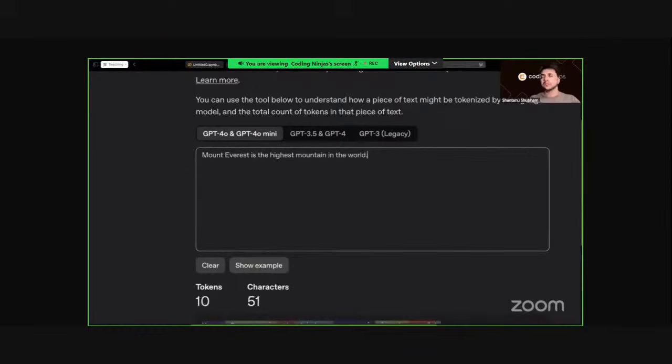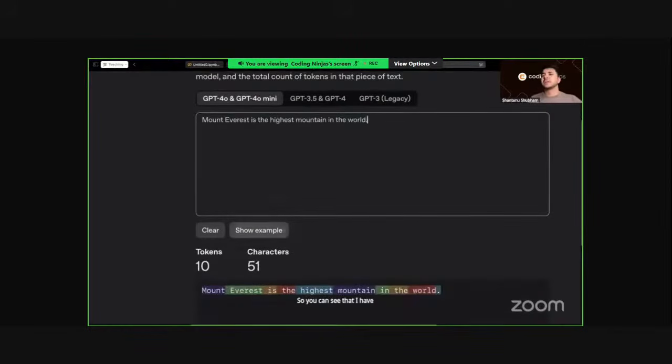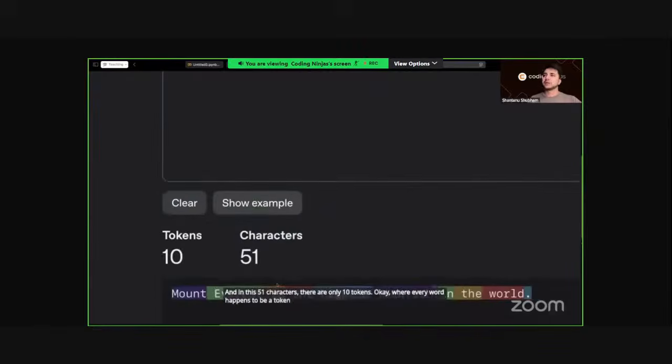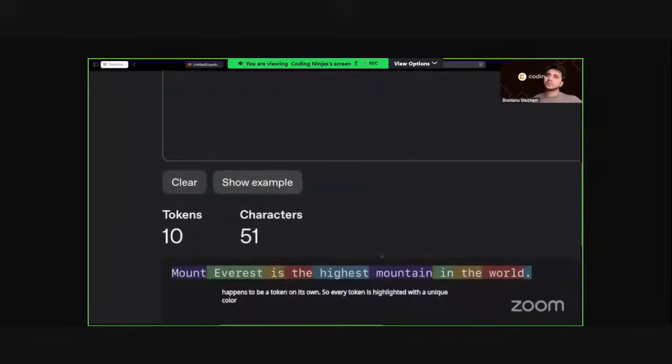So you can see that I have written 51 characters, and in these 51 characters, there are only 10 tokens, where every word happens to be a token on its own. Every token is highlighted with a unique color. So Mount is a token, Everest is a token, is is a token, the is a token, highest is a token, mountain is a token, in is a token, the is a token, and world is a token.